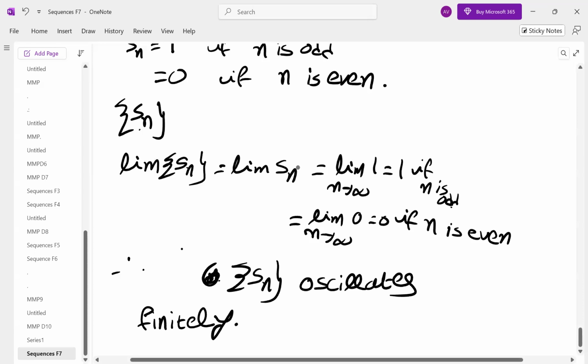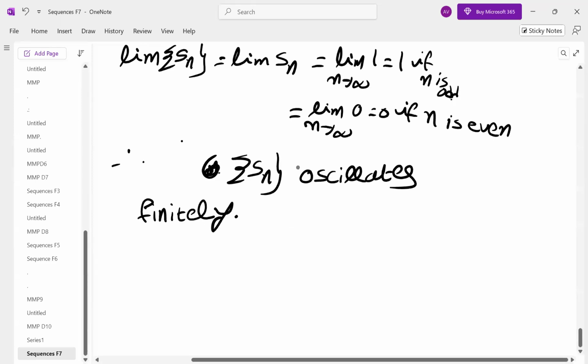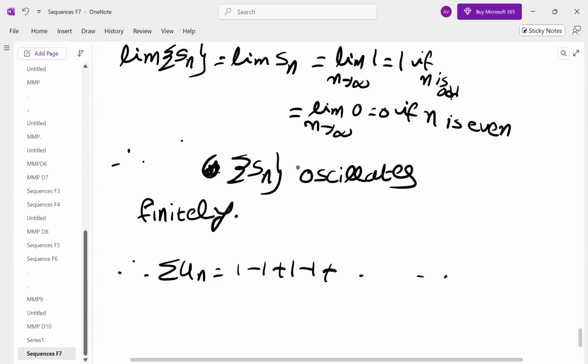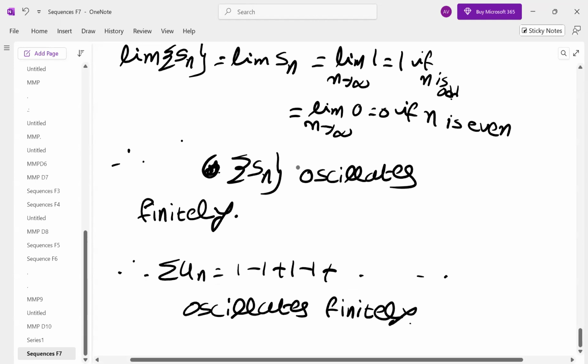Because the limit is sometimes 1, sometimes 0, finite but not unique, it oscillates finitely. Therefore, the corresponding series also oscillates. That means not convergent. Not convergent means it may be divergent, it may oscillate finitely, or it may oscillate infinitely. Summation un is not convergent. This is how we test.